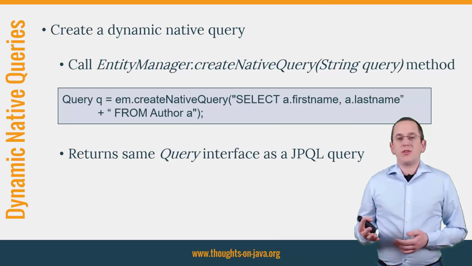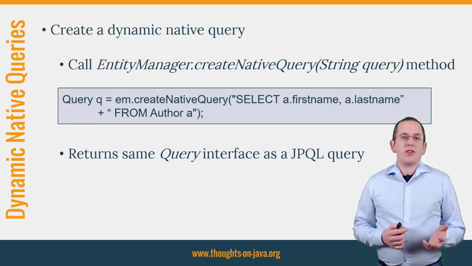Creating a dynamic native query is quite simple. The Entity Manager interface provides a method called createNativeQuery for it. This method returns an implementation of the Query interface, which is the same as if you call the createQuery method to create a JPQL query.